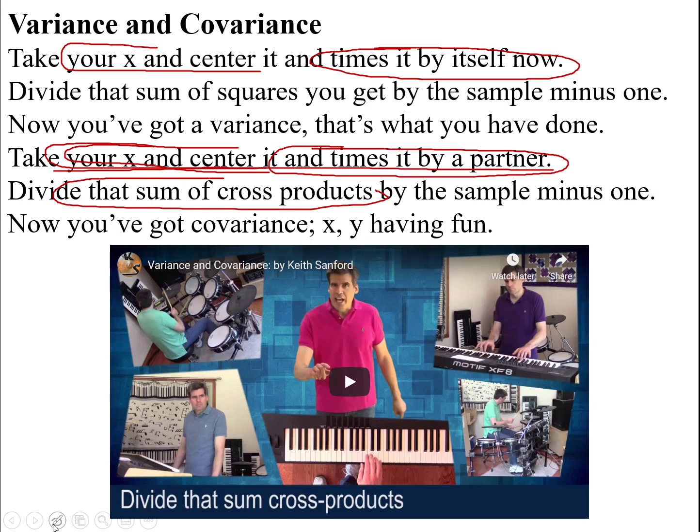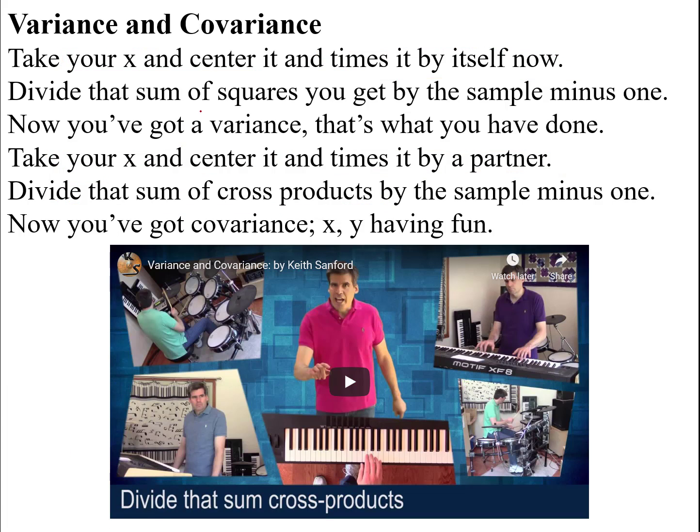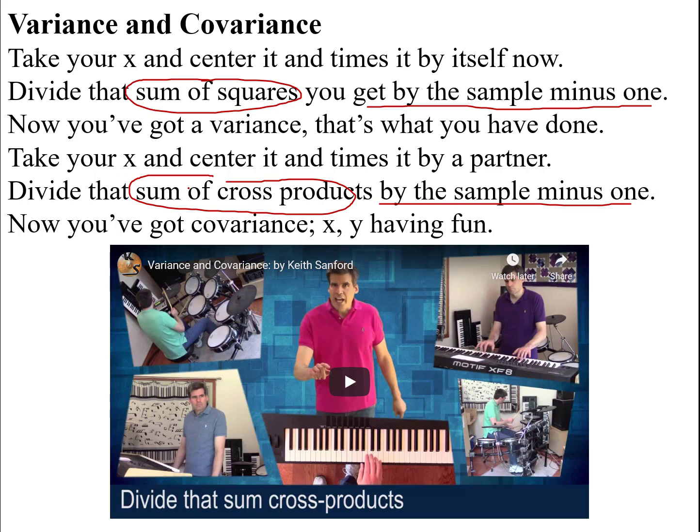So with the variance, we got a sum of squares. With a covariance, we get a sum of cross products. But in both cases, we divide it by our degrees of freedom, the sample size minus 1. And so if we get our sum of cross products divided by degrees of freedom, that gives us a covariance.